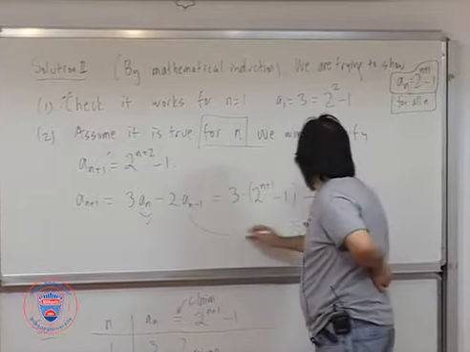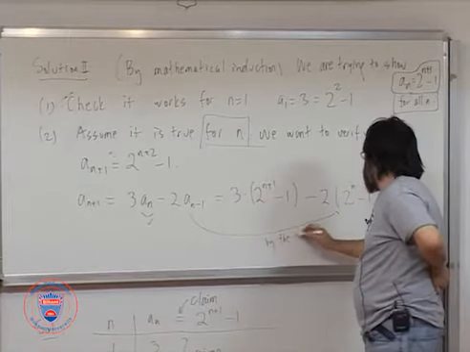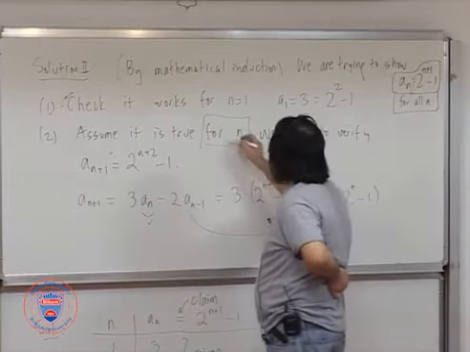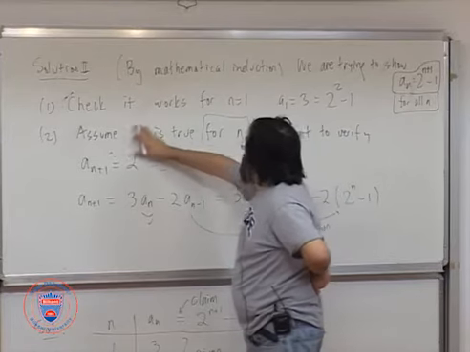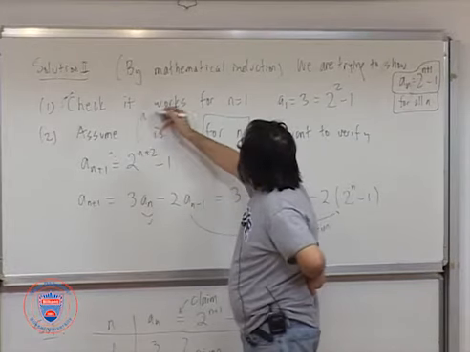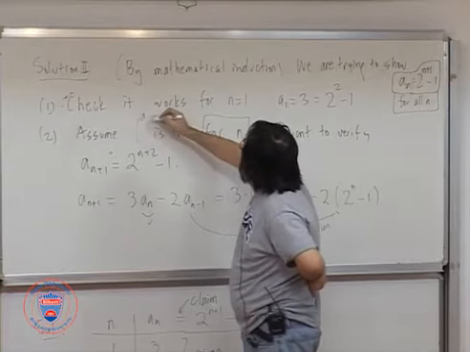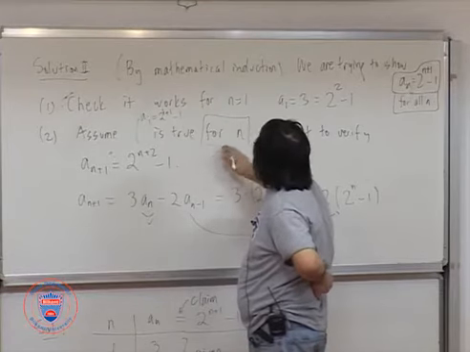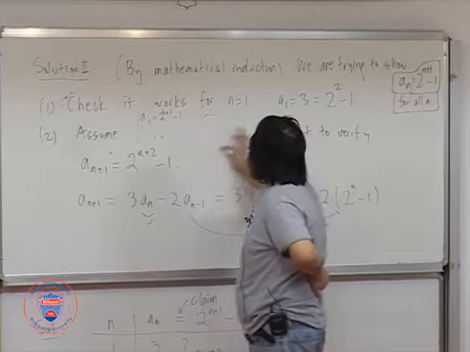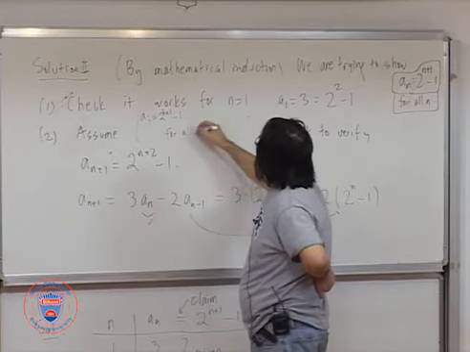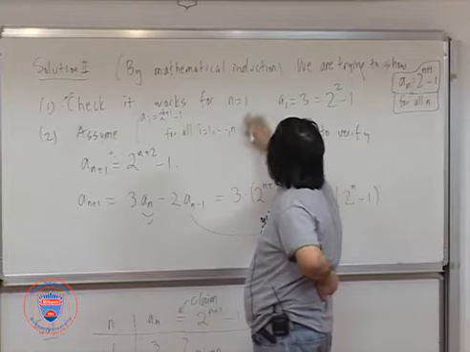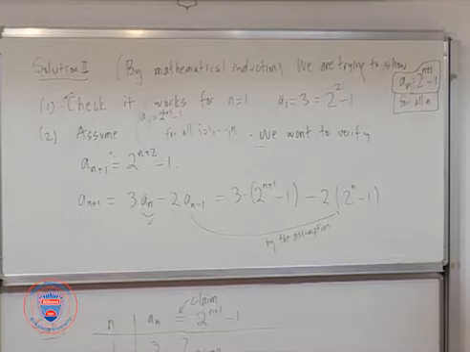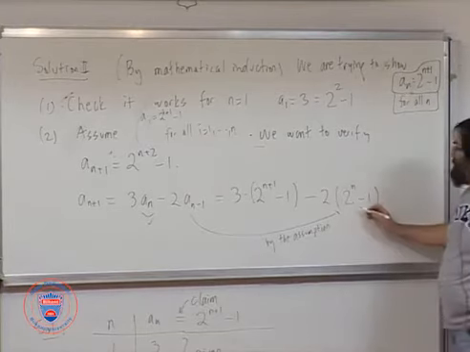So this is the assumption. And we change this. So assume that Ai is equal to 2 to the i plus 1 minus 1 for all i from 1 to n. So not only for n, you assume it true for all previous ones. By assuming that, now you can put this here. Okay?